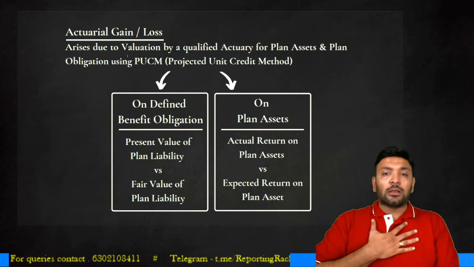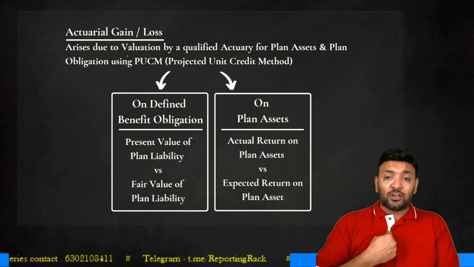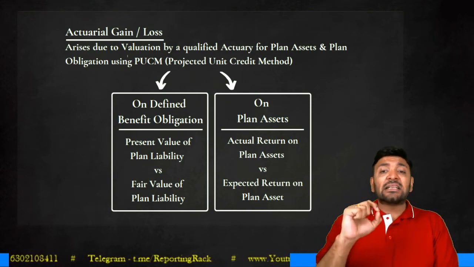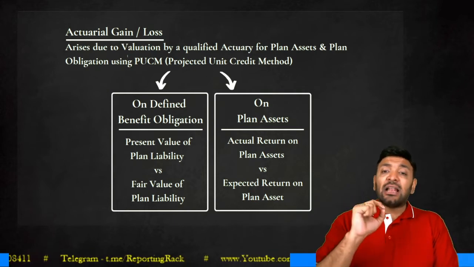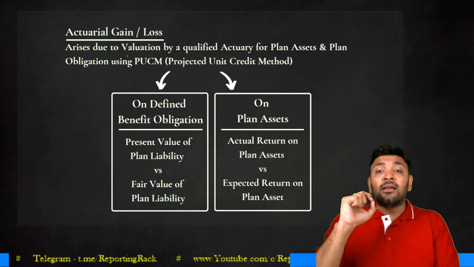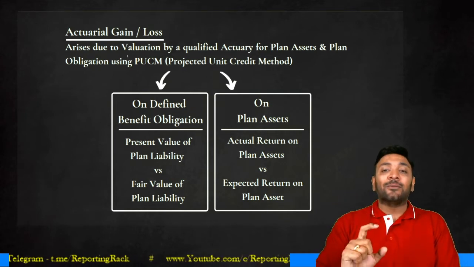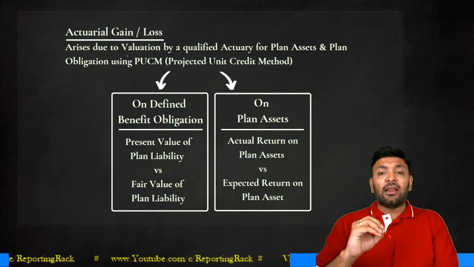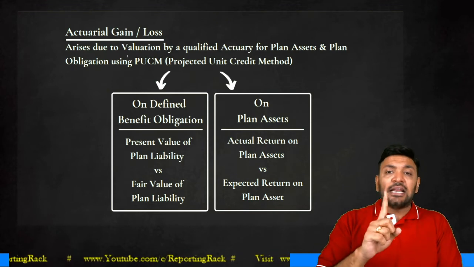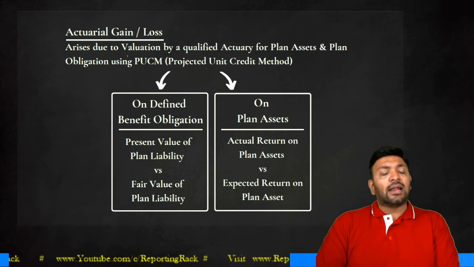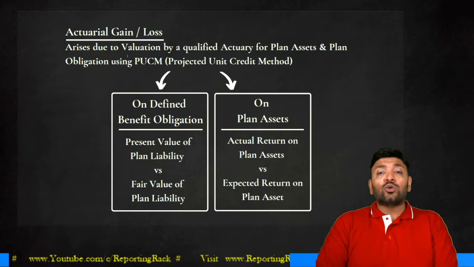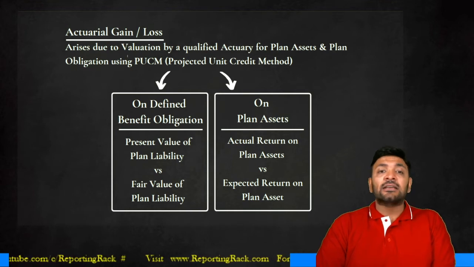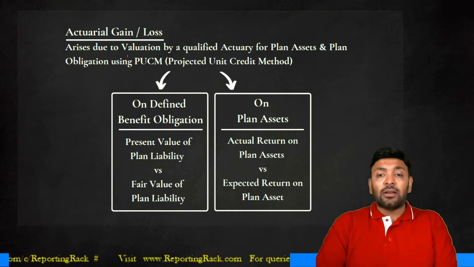Because even if I know the PUCM model, even if I can apply it, remember my valuation will not be considered as a technical expert valuation. My valuation cannot be considered as actuarial valuation unless the actuary has signed on it. Therefore, me knowing the pattern of calculation or the assumptions being made is not going to change the fact that I need an actuary to do the valuation. Clear? That is the reason I'm ignoring the steps of how to calculate the fair value of defined benefit obligation and the fair value of plan assets by applying the PUCM model under Ind AS 19.